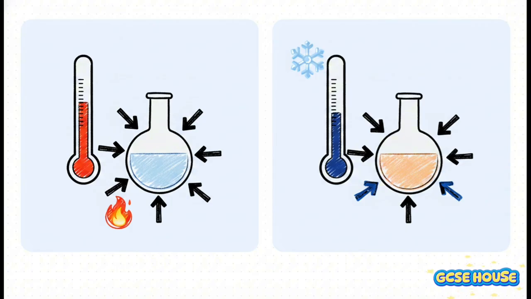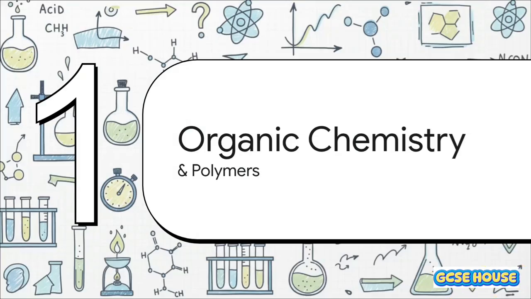The crucial point here is that increasing the temperature will always favor the endothermic direction because the system is desperately trying to absorb that extra heat. Conversely, dropping the temperature, that's going to favor the exothermic, heat-producing direction. Section 2 already, Organic Chemistry and Polymers.